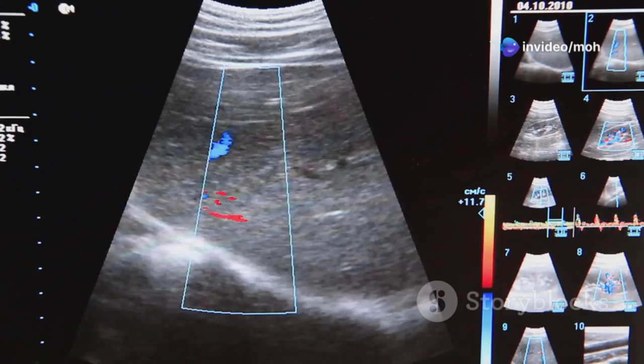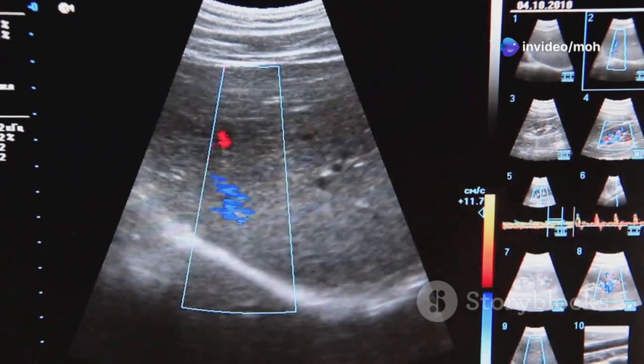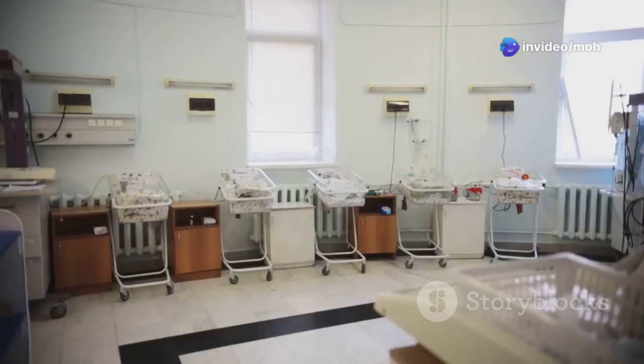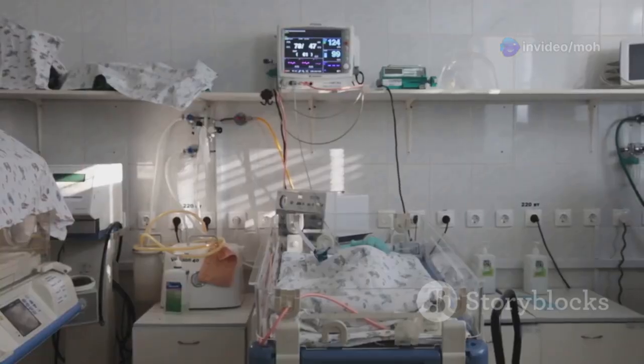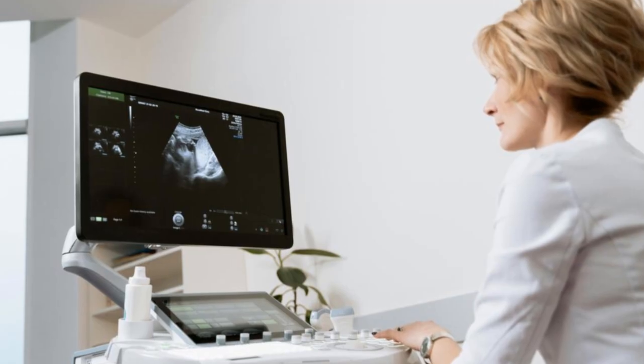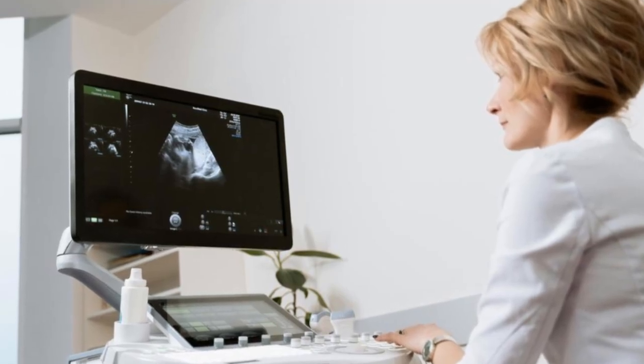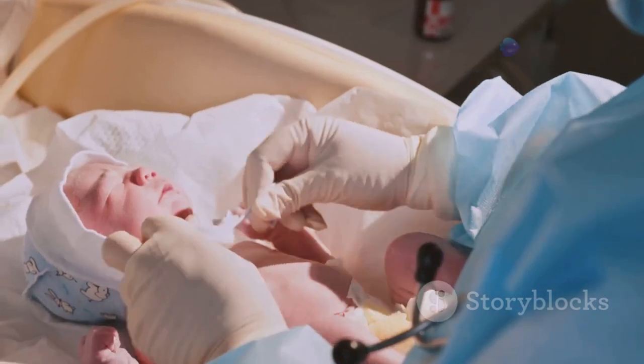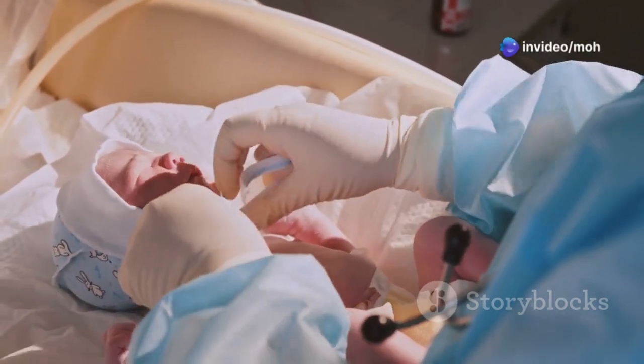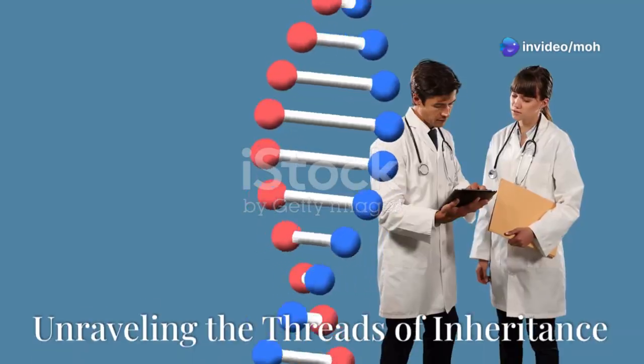Fetal echocardiography enables prenatal diagnosis of congenital heart defects. Early diagnoses allow for timely interventions at specialized centers. Understanding embryological origins helps interpret imaging findings. Early diagnosis and intervention improve outcomes for babies with congenital disorders.